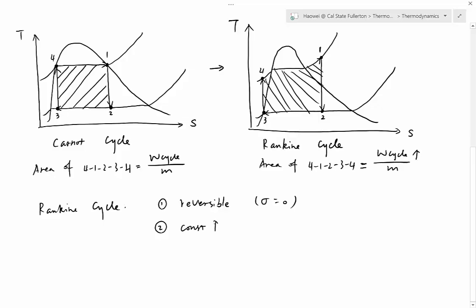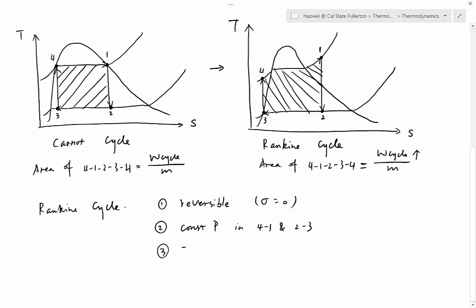constant pressure in 4 to 1 and 2 to 3. That's easy to understand. You can see 4 to 1 is on a constant pressure line. 2 to 3 is on another constant pressure line. So both of them are constant pressure processes.